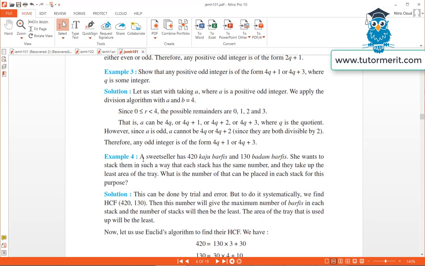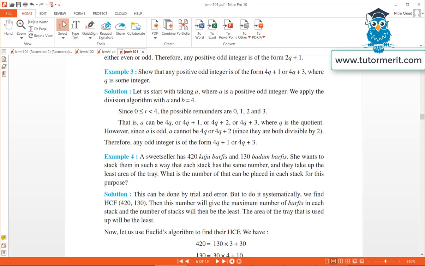Again, coming back. Now there's another example. A sweet seller has 420 Kaju Barfis and 130 Badam Barfis. She wants to stack them in such a way that each stack has the same number and they take up least area of the tray. Now what are you trying to find here? What is the number that can be placed on each stack?